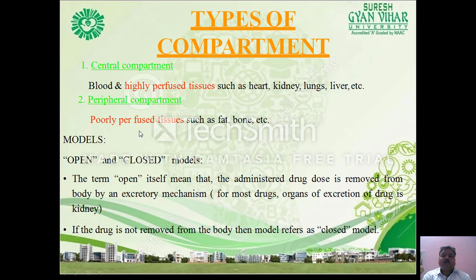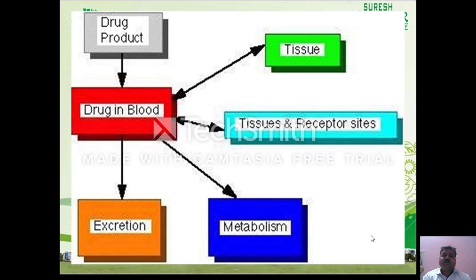Then models: there are two types of model, open and closed models. The term open means that the administered drug is removed from the body by an excretory mechanism. For most drugs, the organ of excretion is the kidney. If the drug is not removed from the body, then the model is referred to as the closed model. It is normally in vitro, and it is known as the closed model.